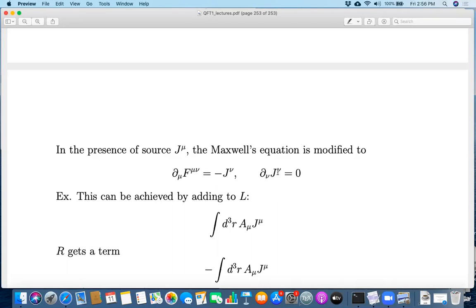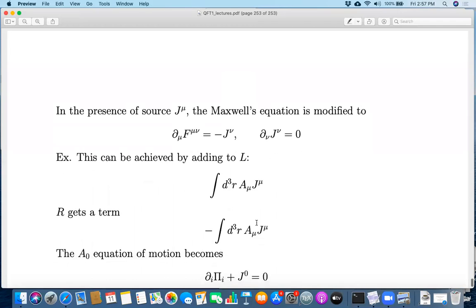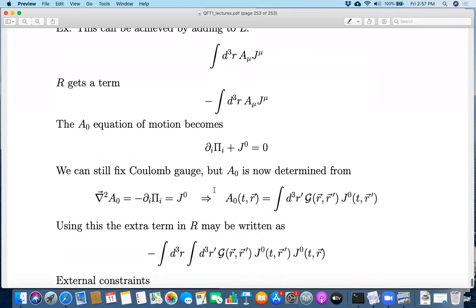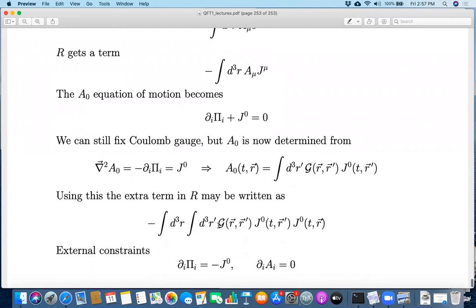We'll see that in the particular application we will be making, j^nu will be coming from the Dirac fields. But at the level of the Lagrangian, we can achieve it by adding this term in the Lagrangian. This you can easily check. And if you add this in the Lagrangian, the corresponding Routhian, because the Routhian has a minus L, will get a term like this. So this gives us a few changes.